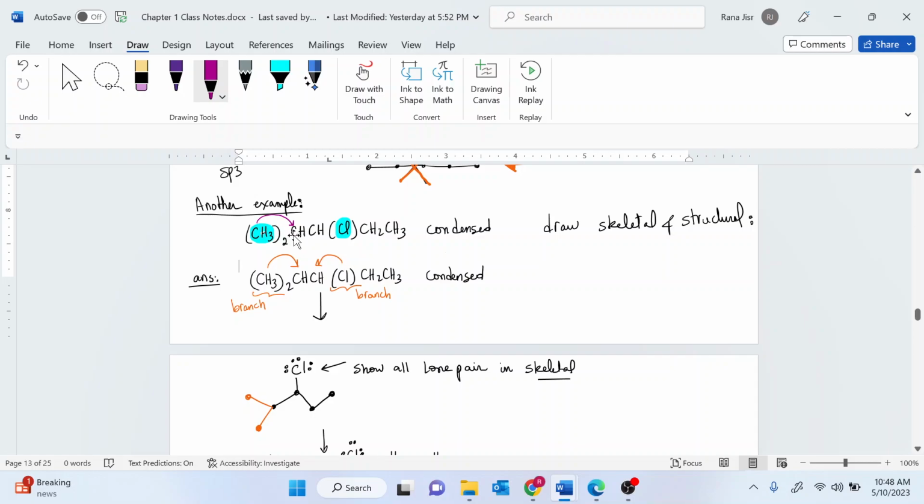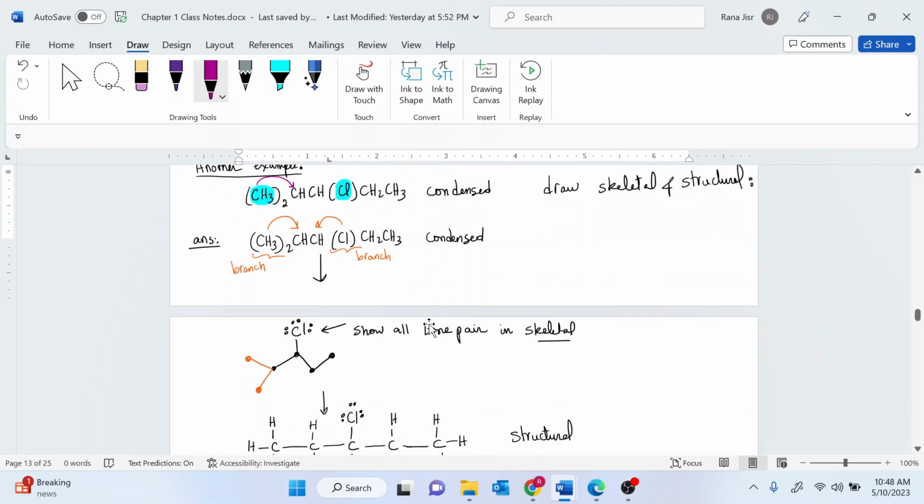We call those a branch. And then you have your CH. The chlorine now belongs where? It belongs to the CH. The chlorine cannot belong to the CH2, or else the carbon will have 5 bonds. So it needs to belong to the CH, and then you have a CH3 in there.